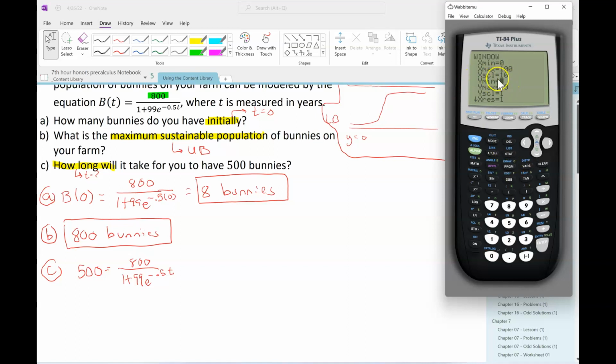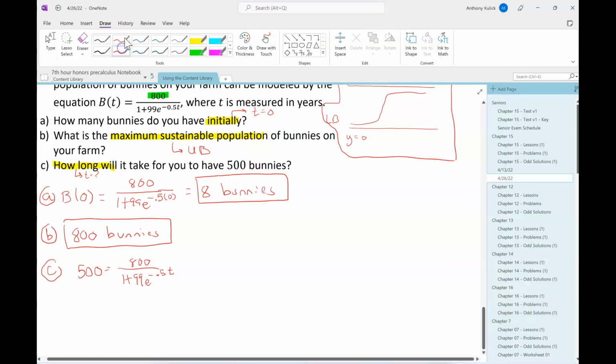For the population, I know the lower bound for a logistic is always going to be 0, and the upper bound is going to be C. So 0 to 800 feels pretty good there. I'll go up by 100s. And let's hit graph. There's my 500 bunny line. Whoa! There's my population curve. That happened pretty quick. Second calc, or second trace, intersect command, enter, enter, enter. So it took about 10.21 years.